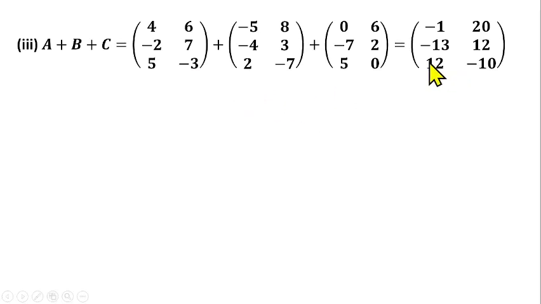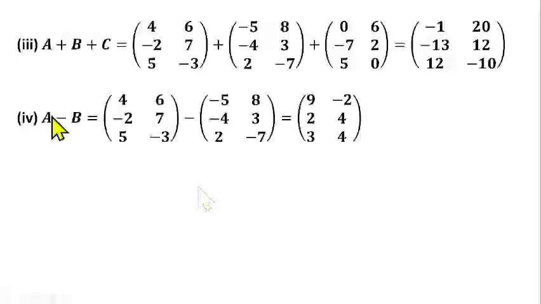So that is the solution to this addition of these 3 matrices. We know that they have the same order, so the answer is also going to give us the order of the matrices we had there together.